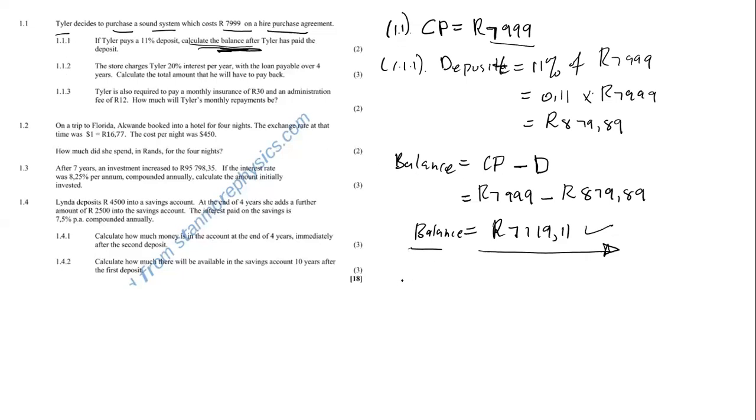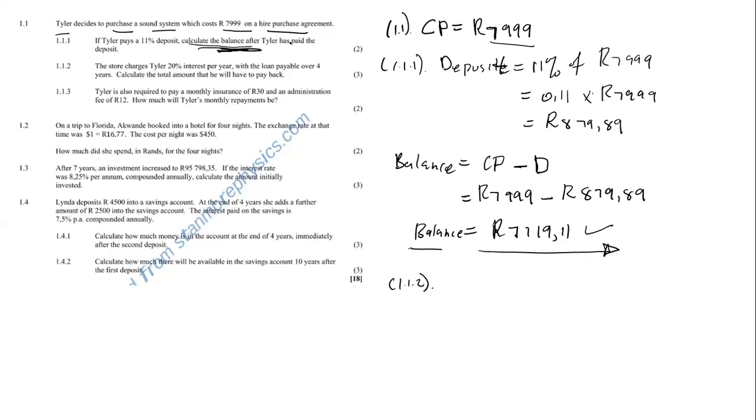Now we move to the second question, which is 1.1.2. Now 1.1.2 says to us, the store charges Tyler 20% interest per year, with the loan payable over 4 years. Calculate the total amount that he will have to pay back.